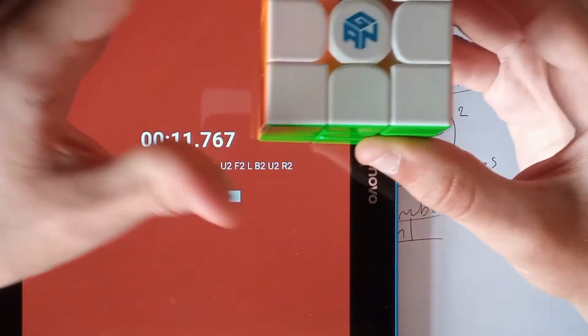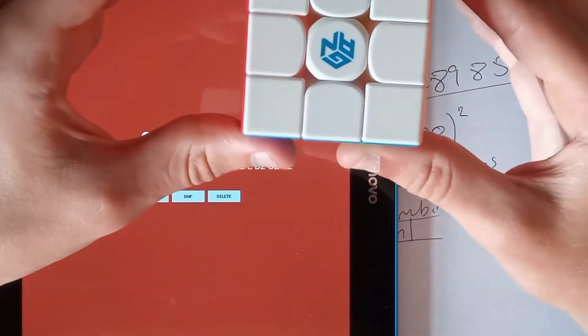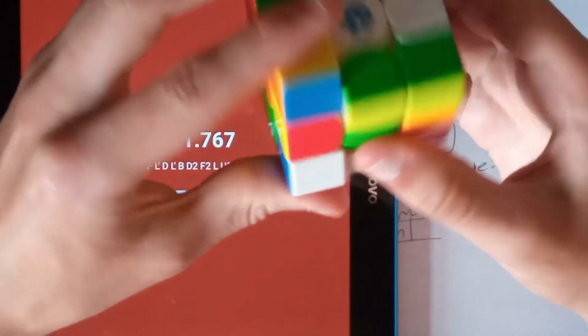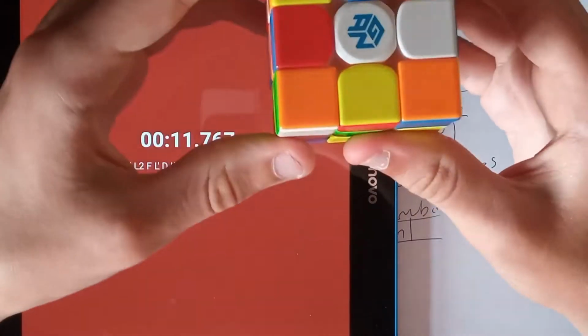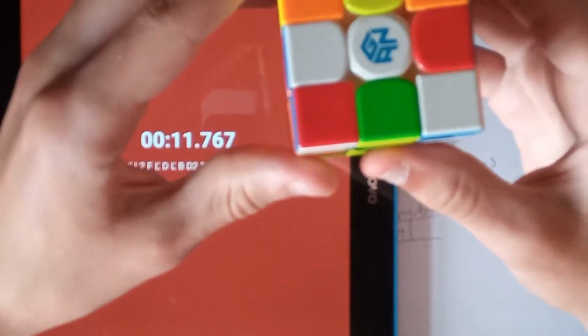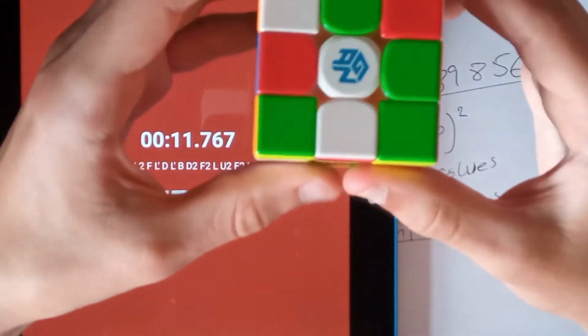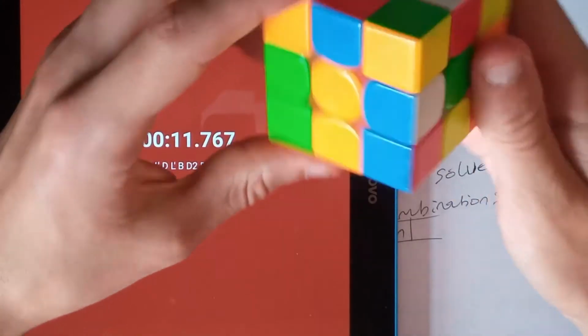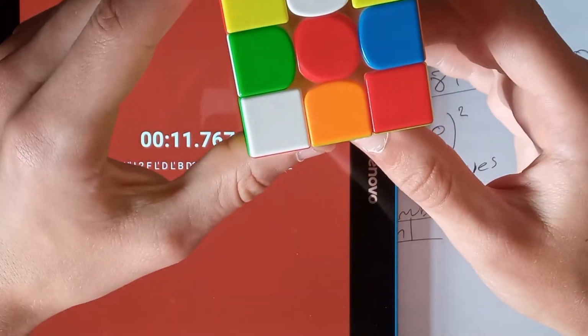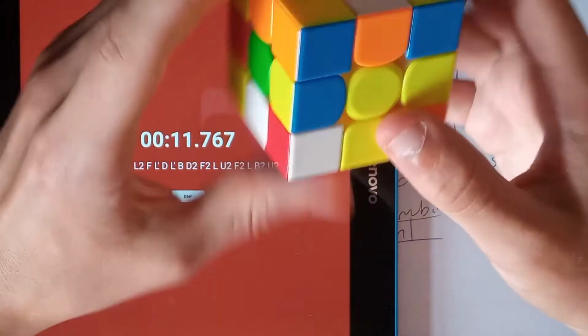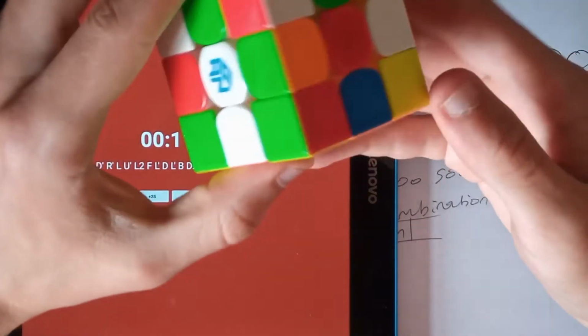So 1, 2, 3, 4, 5, 6, 7, 8, 9, 10, 11, 12, 13, 14, 15, 16, 17, 18, 19, 20. So there we have a scramble which I can say with near certainty has never been seen before by anyone. And all it took was 20 random moves.